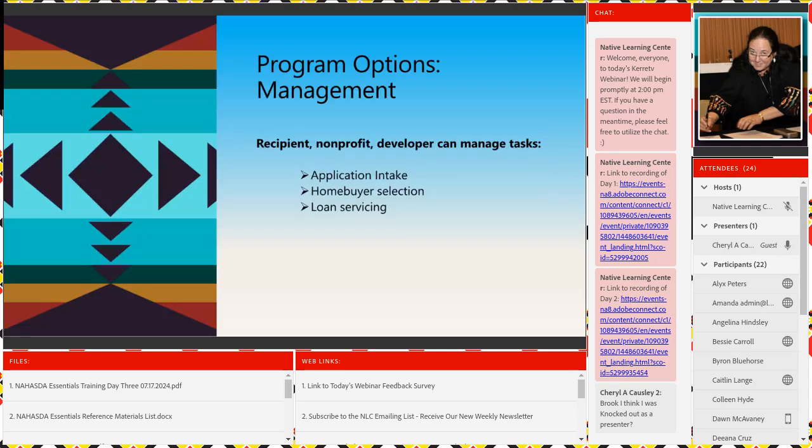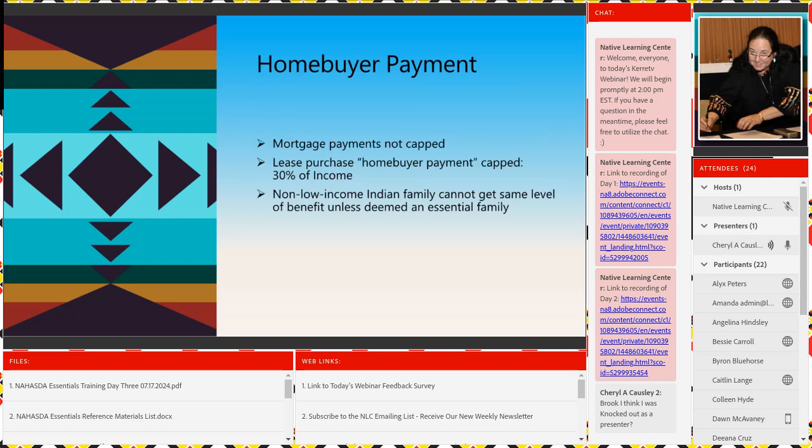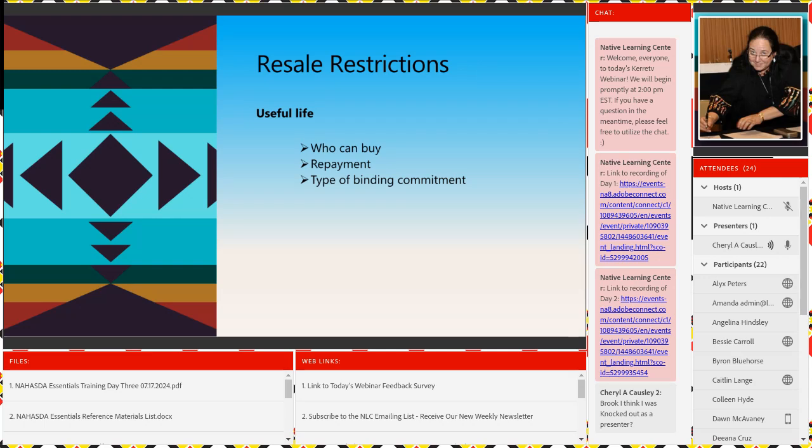Program options: management, recipient, nonprofit, developer. You can manage tasks: application intake, home buyer selection, loan servicing. Those are all different things. Home buyer payment: the mortgage payment's not capped. A lease purchase home buyer payment is capped at 30% of income. A non-low income family cannot get the same level of benefit unless they're deemed an essential family.